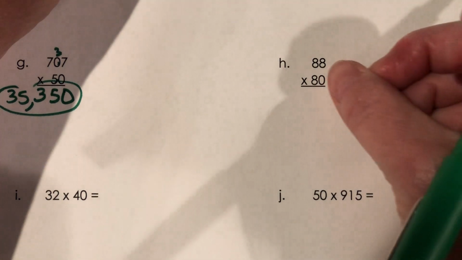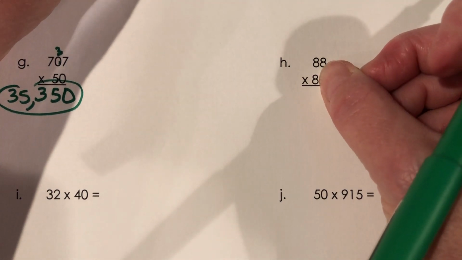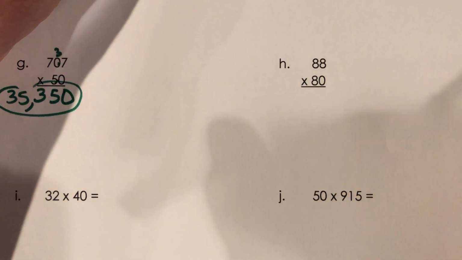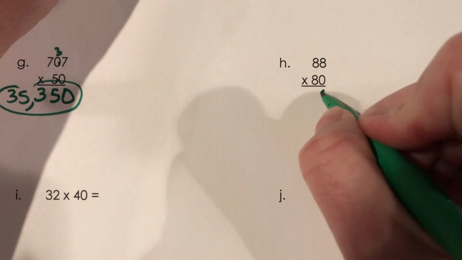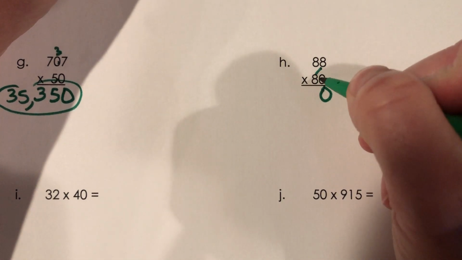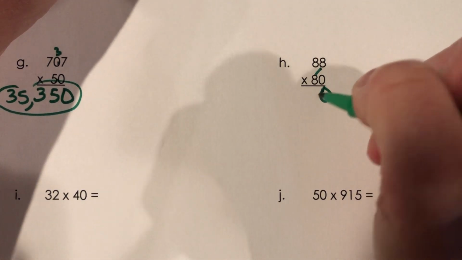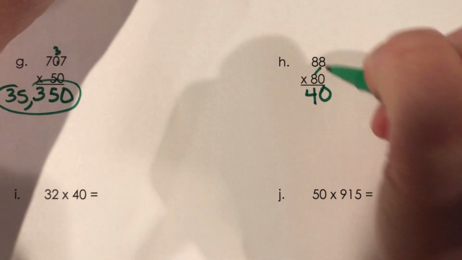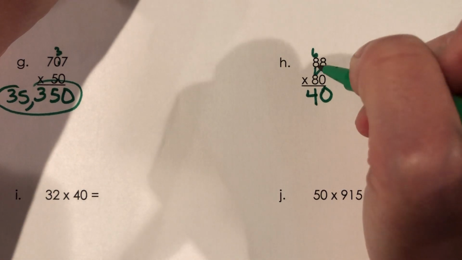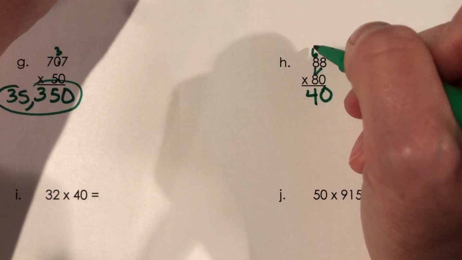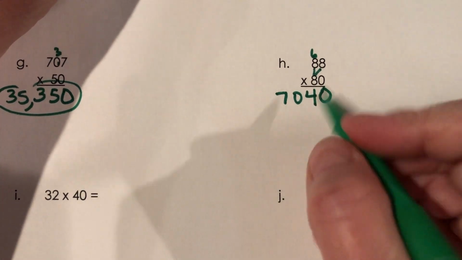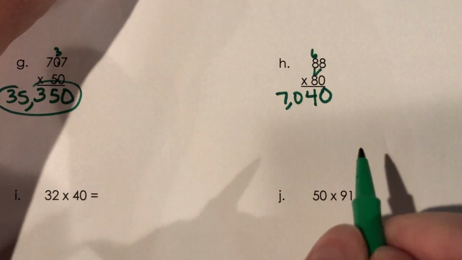I see I'm multiplying by a multiple of 10, so I want to do the 88 times 8. And then I know it's a multiple of 10, so I can put that 0 in the ones place. I'm going to go ahead and put the 0 in the ones place now and multiply 8 by the ones place. 8 times 8 is 64. So I'm going to write the 4, carry the 6 to the next place over. 8 times 8, that's 64 again. And 64 plus 6 is 70. Nothing left to carry. So 7,040.